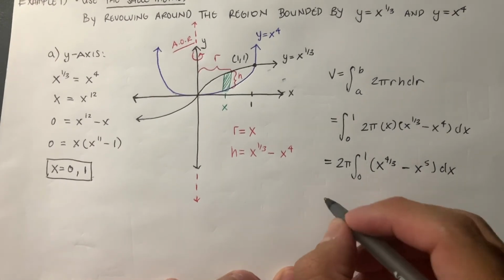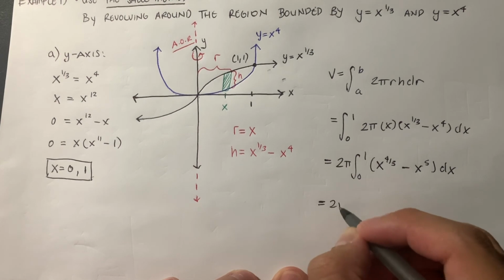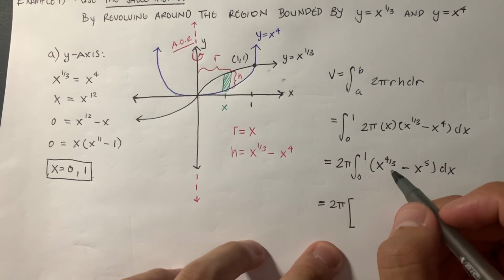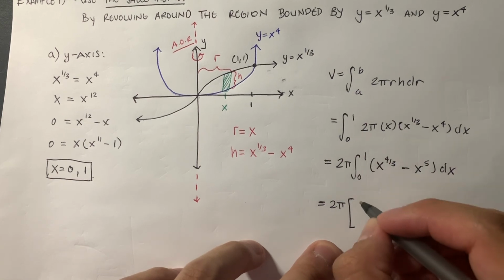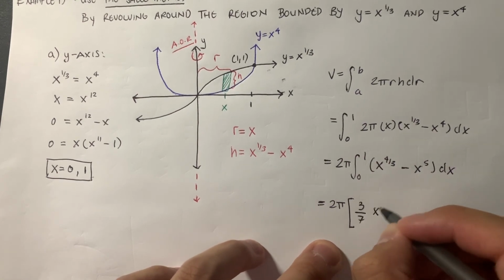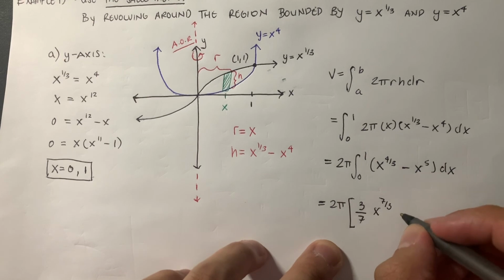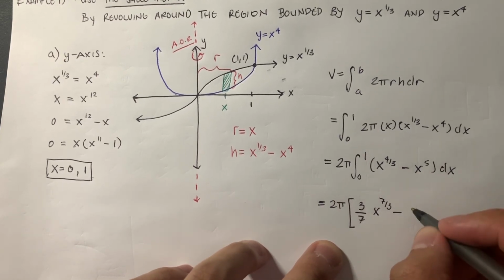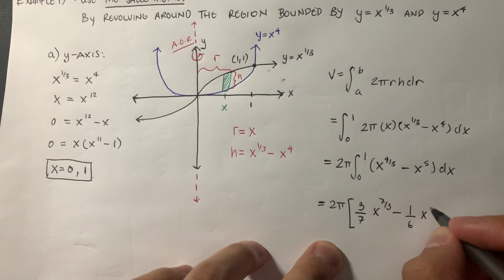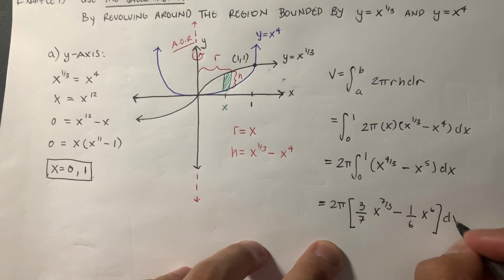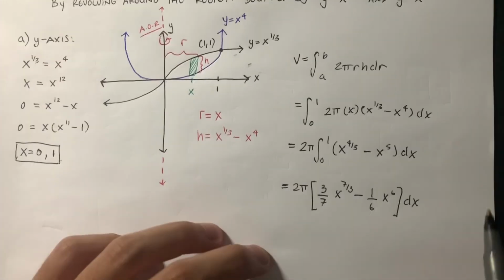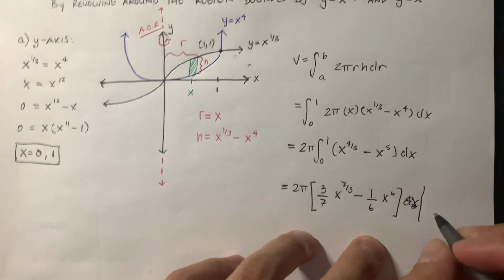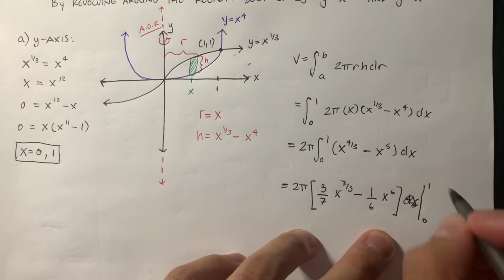Now we're going to continue the integration process. So now this will equal 2 pi. Using the integral rule, we add 1, so that's 7 over 3. We drop down the reciprocal, 3/7 x to the 7/3. This is going to be subtract, and we add 1 to that as well, so that's 1/6, the reciprocal, x to the 6. Oh sorry, not dx, I apologize. Our bounds should be from 0 to 1.